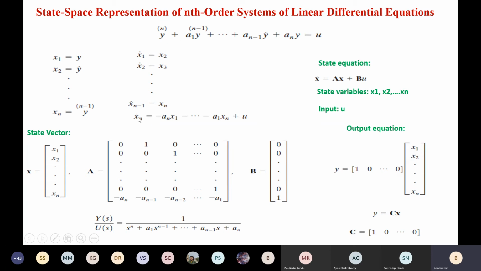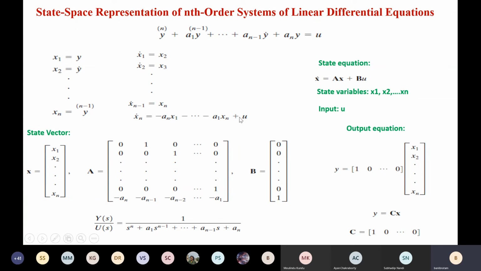So how we have got this xn dot, I am getting from this particular equation, where I am writing yn equals to minus, keeping this yn on the left side, all other terms I am sending to the right side, and there I am replacing this y dot with x2 in that form, and based on that I am getting the last equation, where this u will be plus u. Okay, so that's why in this A matrix, the last row will have some different coefficients, like minus an, minus an minus 1, dot dot dot, minus a1.